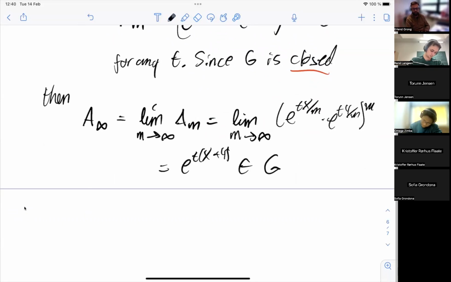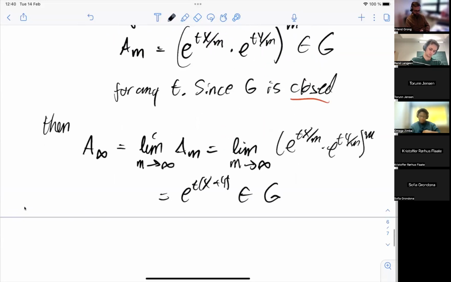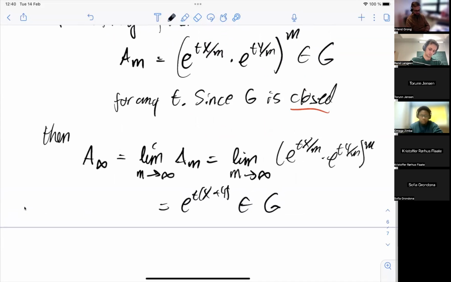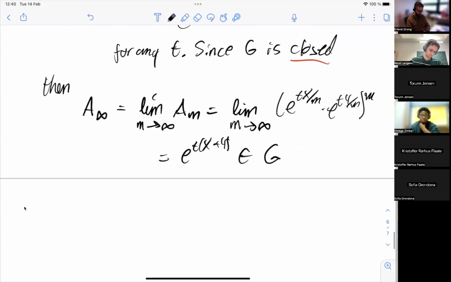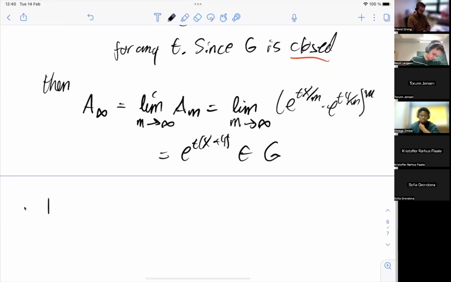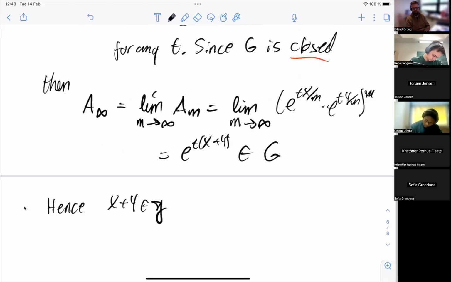Right? Because this is closed under limits, so if we take the limit of all of these a's, which has limit e to the t(x plus y), this has to also be in G. And hence it follows that x plus y is in the Lie algebra. So in this sense, we now have the two components that we need in order to have a matrix Lie group.